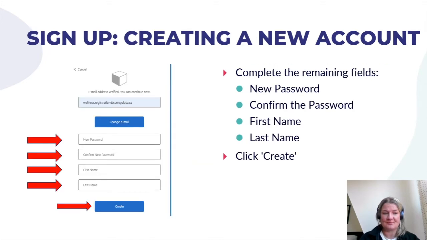Great. So now we're going to complete the remaining fields. We're going to add in our new password, and then it'll ask for you to confirm it, meaning that you're going to put in that same password again, the exact same way. You'll add in your first name, your last name, and then you'll click Create.